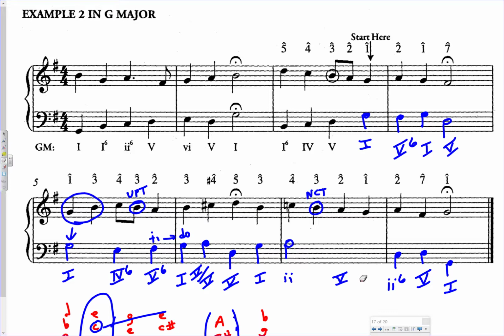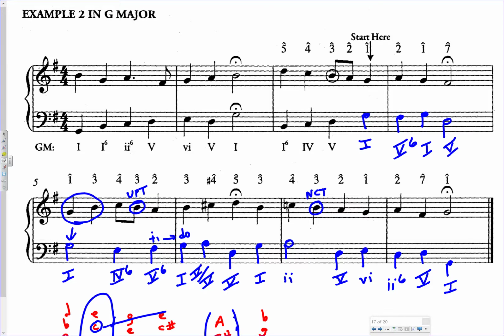And then I put a little deceptive motion here in the middle of this phrase. I went from 5 to 6. I could have gone to tonic, but I made it more interesting. So I went from 5 to 6. So here's D to E.